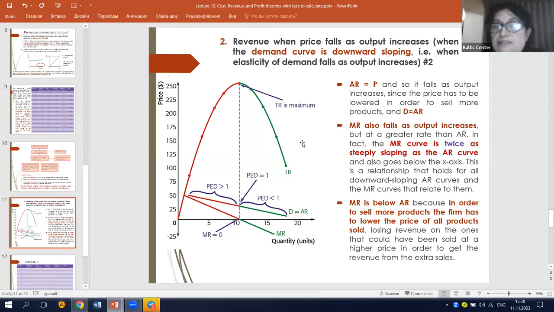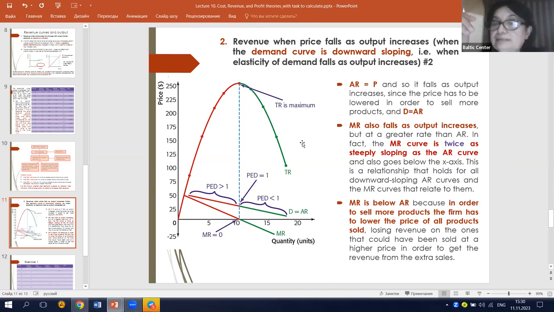So in this case, average revenue is equal to P. So it falls as the output increases, since the price has to be lowered in order to sell more products. So in this case, the demand curve D is equal to AR.